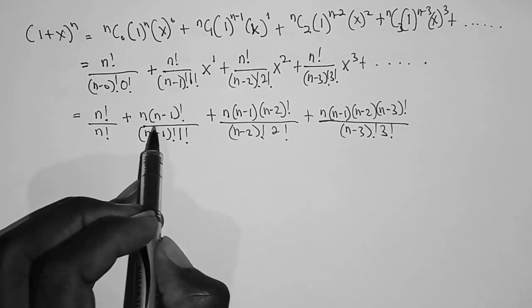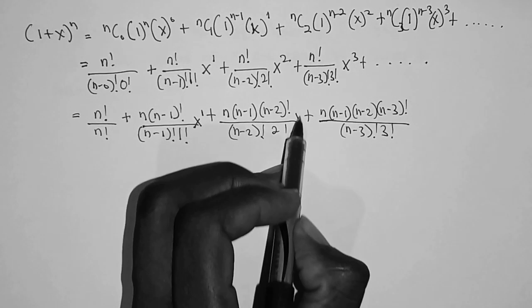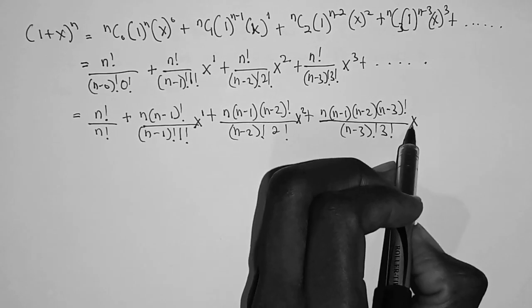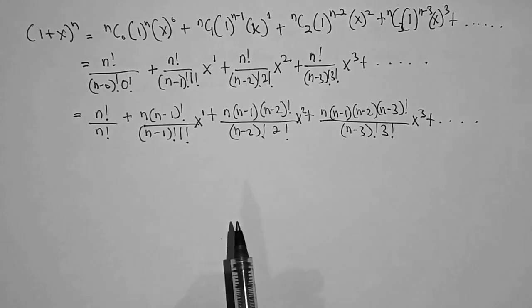Sorry, I forgot to add the terms. So here is x exponent 1, here is x exponent 2, then here is x exponent 3. Then it keeps going in that fashion.